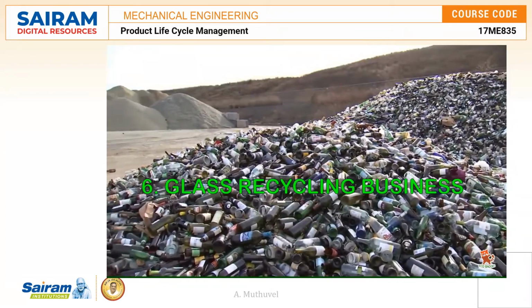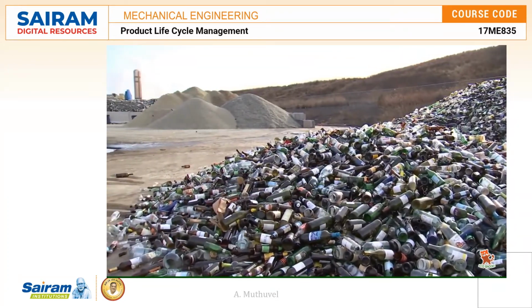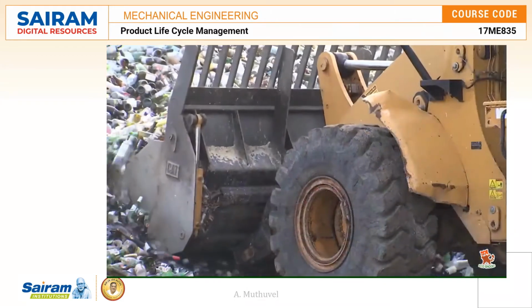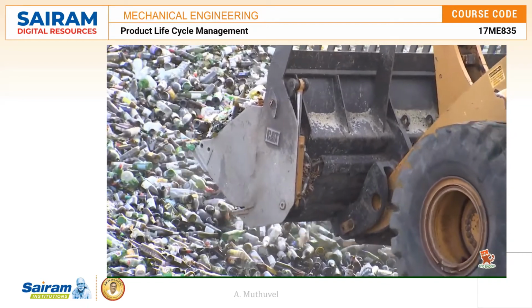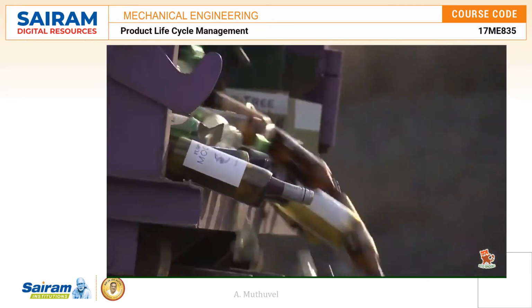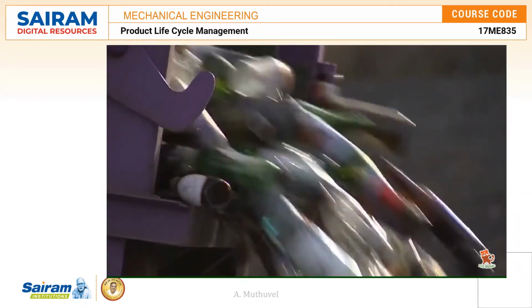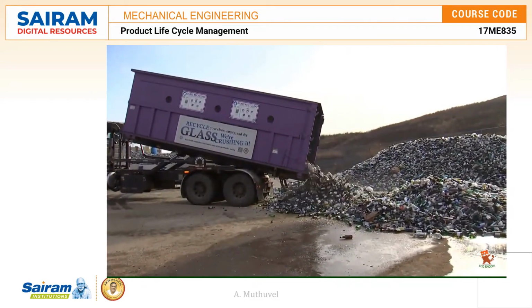Number 6 is glass recycling. The commercial glass recycling statistics reveal that there is room for improvement amongst businesses and industry. Within the hospitality industry alone, pubs, restaurants, and bars send 200,000 tons of glass to landfill each year.